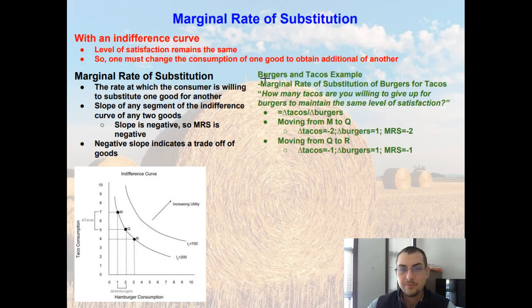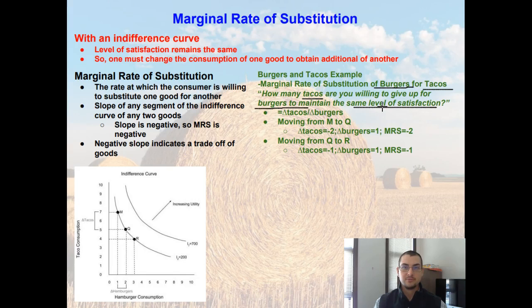So if we look at this burgers and tacos example, why? Because tacos are amazing and burgers are awesome. So we're going to use them as our example right now. If we look at the marginal rate of substitution of burgers for tacos, it's asking how many tacos you are willing to give up for burgers while still maintaining the same level of satisfaction.